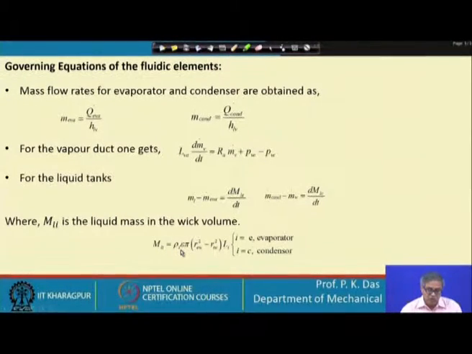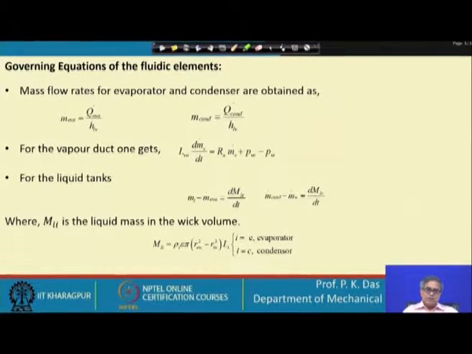How? This is the rho density, this is the porosity, and this is the cross sectional area, and this is Li. That means the cross sectional area into length will give us the volume of the wick structure, multiplied by the porosity, that will give the pore volume, multiplied by rho, that will give us the mass. So, that is what we are getting. And then this porous structure is there both in the evaporator and in the condenser, so we have to take care of whether it is in the condenser or in the evaporator.